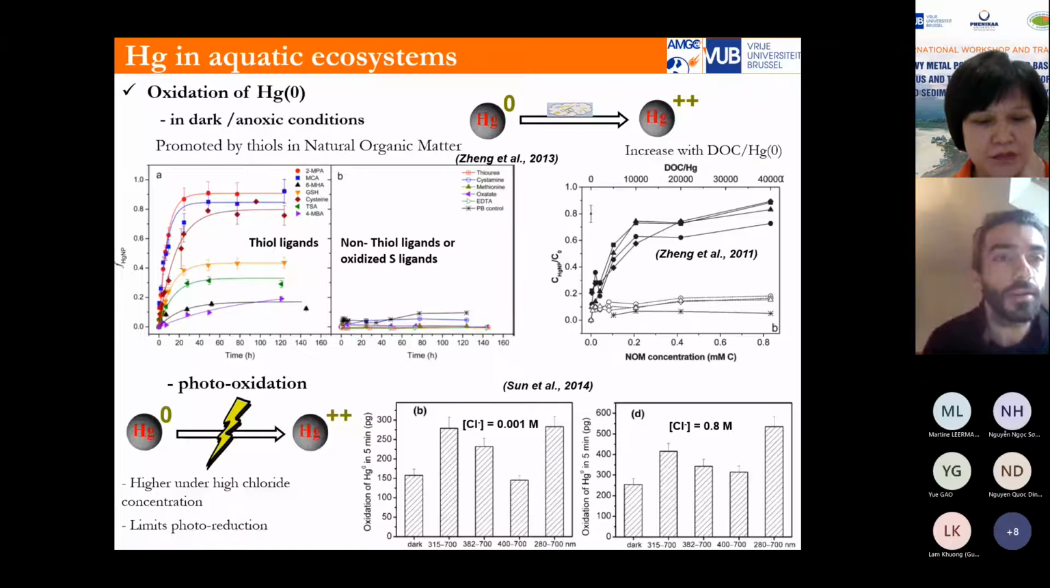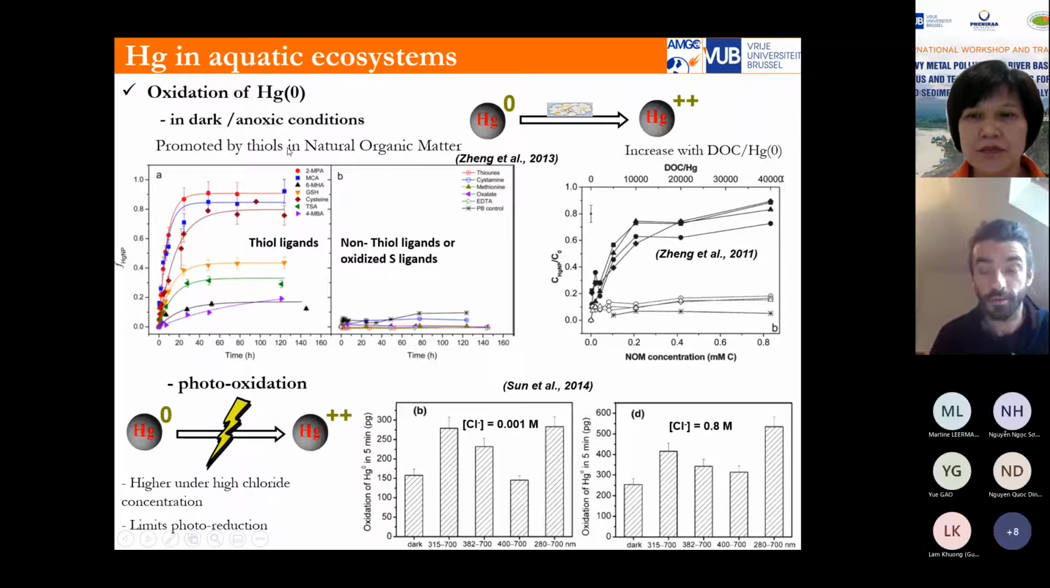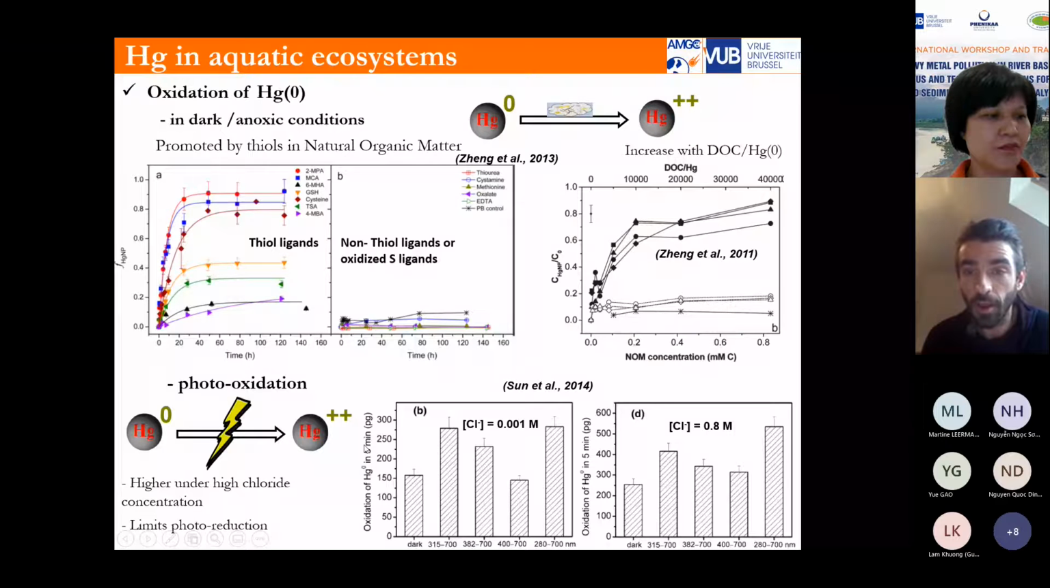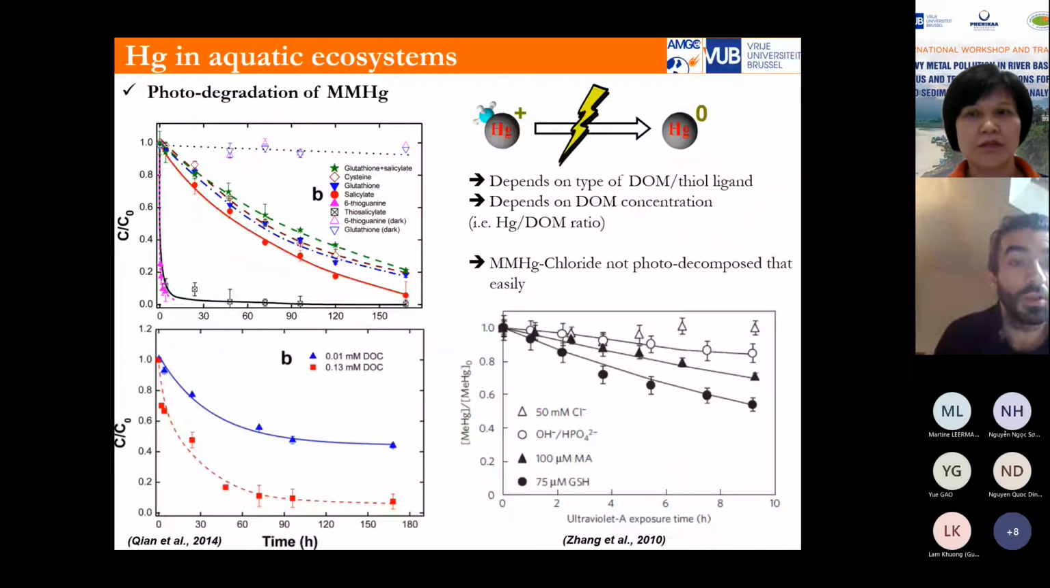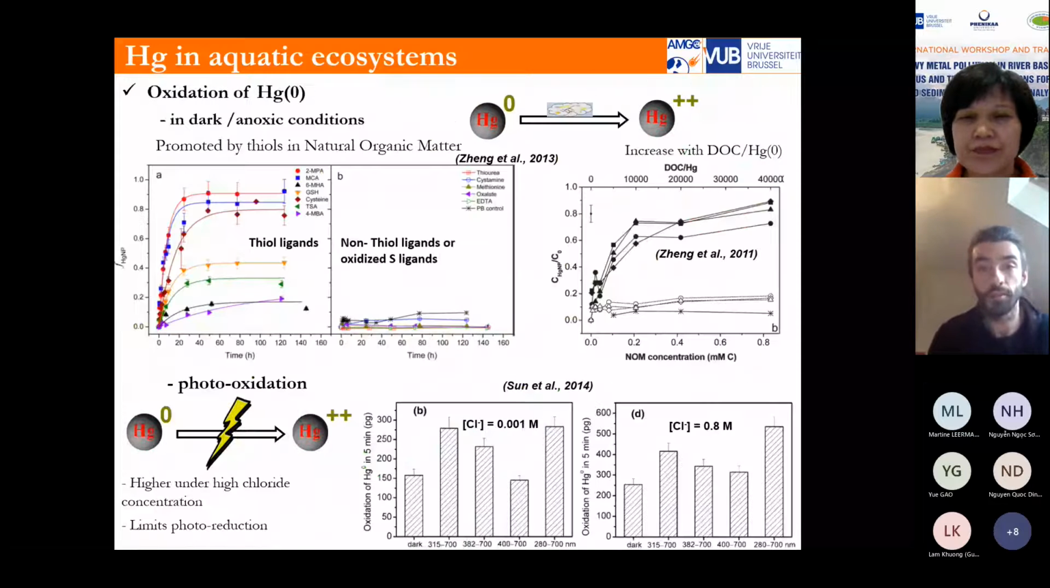And then the last reaction will be the oxidation of mercury 0. So you can have mercury 0 in the waters, and it can be oxidized by thiols in general. So thiols are involved in both reduction and oxidation. And again, light has an influence on oxidation, and apparently chloride also has an influence on oxidation. So that might be why, as I showed before, they observe lower photodegradation when you have high chloride concentration. It might be just because you have more photooxidation. So that's the balance in between.